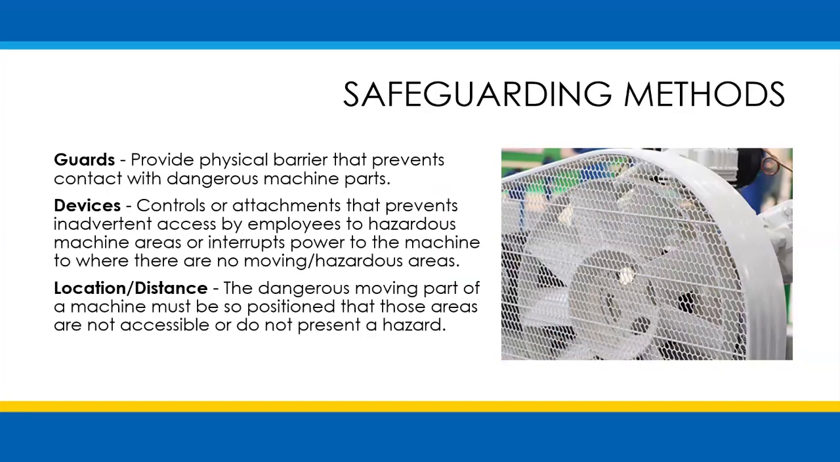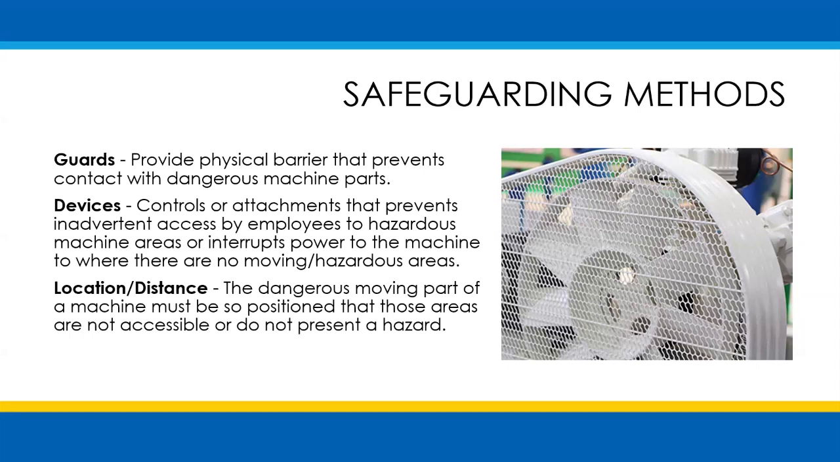Guards used to provide a barrier between the worker and dangerous equipment are the most common method of safeguarding, but devices can be used as well. These are controls or attachments like light curtains and pullbacks that prevent inadvertent access by employees to hazardous machine areas, or interrupt power to the machine to cut off the hazardous movement.